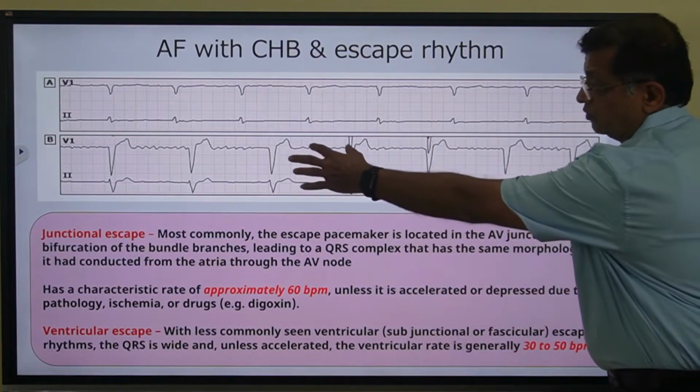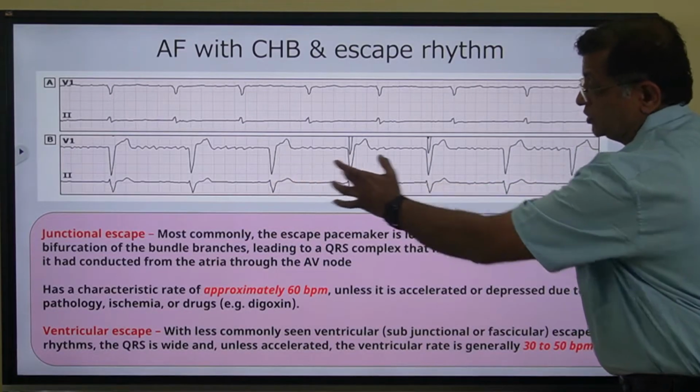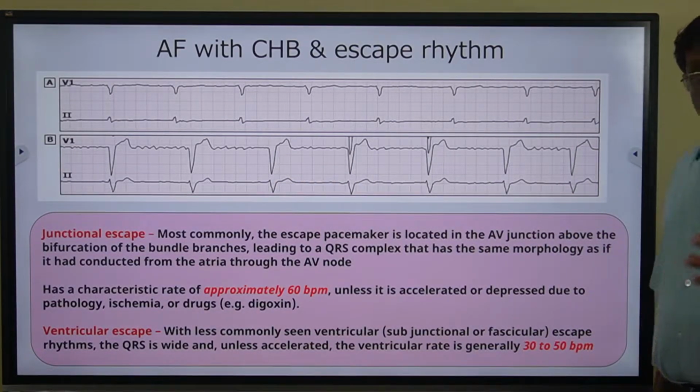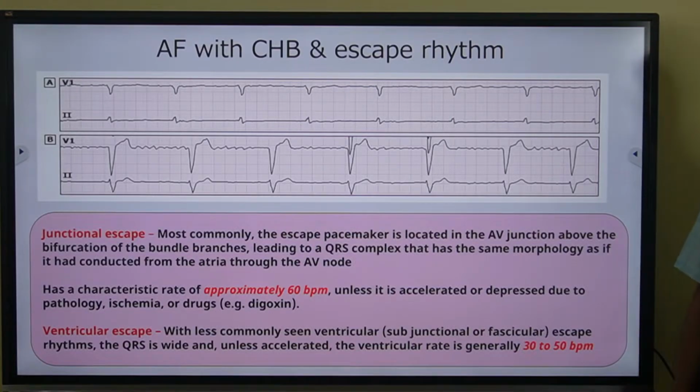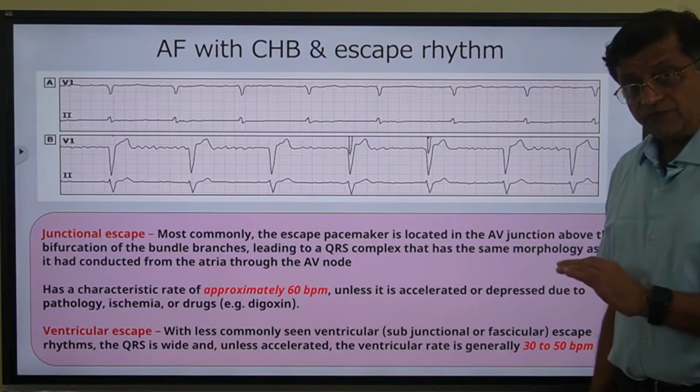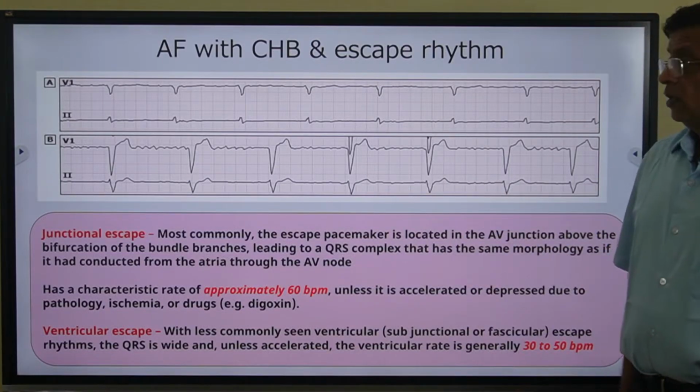So, this is coarse atrial fibrillation, but because this is an escape rhythm, this is looking irregular. So, sometimes in the presence of complete heart block and escape rhythm, though the patient has AF, the rhythm may look regular.